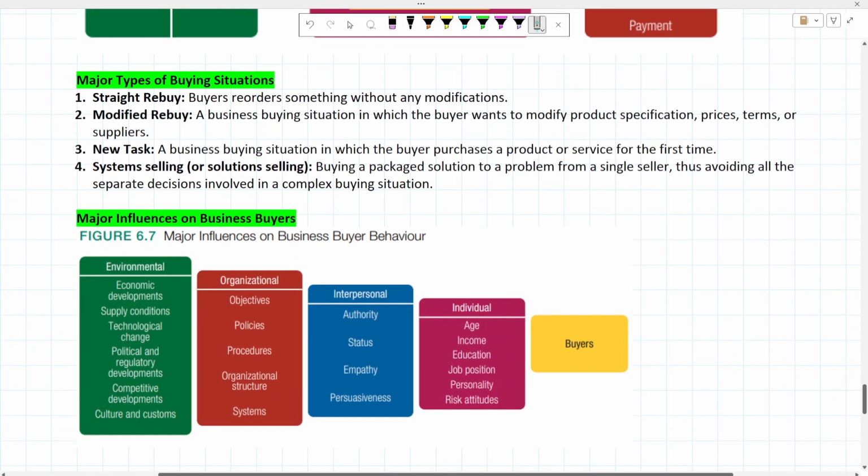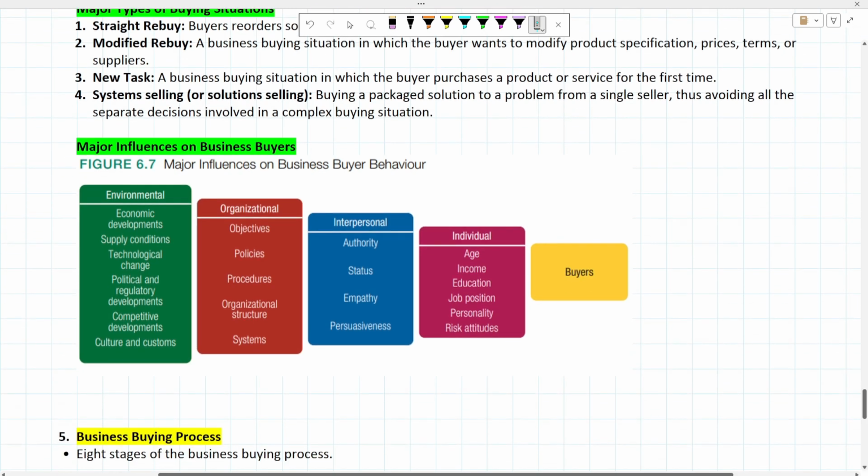So major types of buying situations. One, you have the straight rebuy. So buyers reorder something without any modification. Two, modified rebuy, a business buying situation in which the buyer wants to modify product specification, prices, terms, or suppliers. Three, new task, a business buying situation in which the buyer purchases a product or service for the first time. Four, system selling or solution selling, buying a packaged solution to a problem from a single seller, thus avoiding all the separate decisions involved in a complex buying situation.